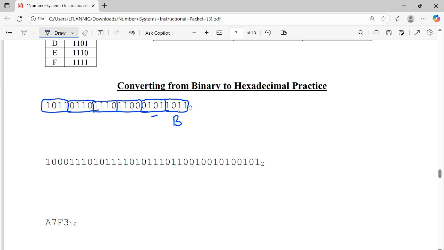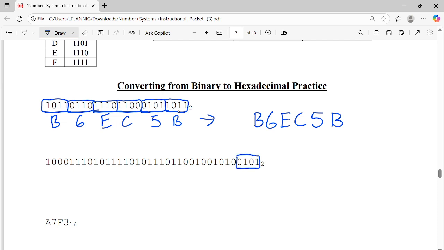0101, that's 5. 1100, I'm pretty sure that is C. Yeah, because it's 12. 1110, that is E, 14. 0110, this one is going to be 6. And then 1011 is B again. So if you convert this, that just is B, 6, E, C, 5, B.